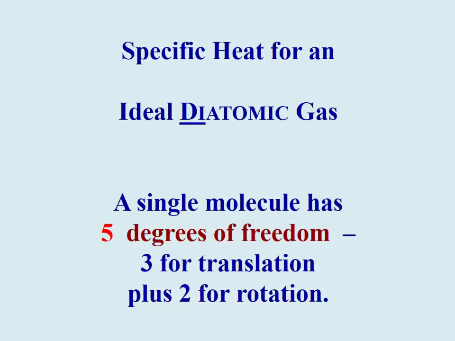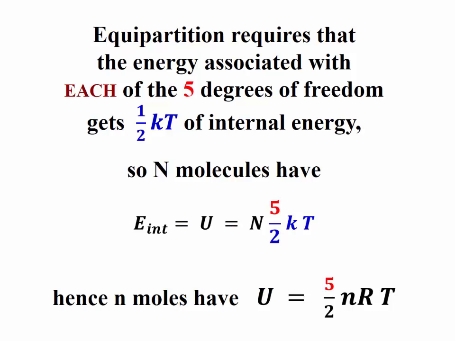We also looked at a diatomic gas. This is a little bit messier. The result does depend on temperature in a way that's not simple at all. A single molecule at, say, room temperature has 5 degrees of freedom, 3 for translation plus 2 for rotation. We'll see what this means when we look at some results from experimental data. Equipartition requires that the energy associated with each of the 5 degrees of freedom gets 1/2 kT. So each molecule gets 5/2 kT.